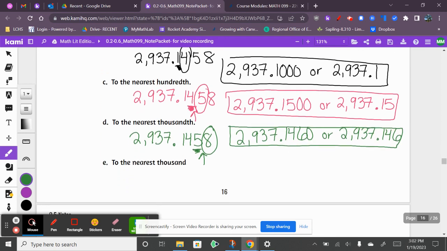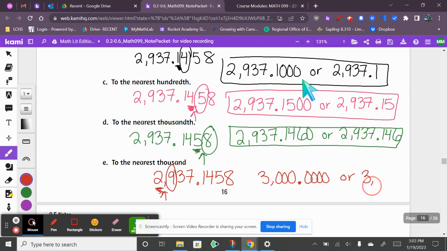And the last one says to round to the nearest 1,000. So for this one, we're going to underline the 2. The 9 tells me that I will round up. So we end up with 3,000. And you can write all the zeros after the decimal, or you can just write it as 3,000. Either way works.